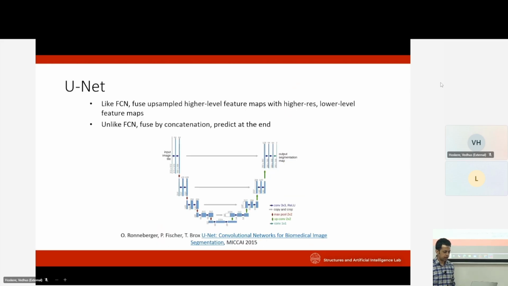Another very popular architecture is the UNet, which was proposed for biomedical image segmentation, but is also very popular for cracks. And that's because you have these connections from your encoder branch to your decoder branch to fuse the higher and lower level feature maps. And here what they do is they concatenate and then they predict at the end.